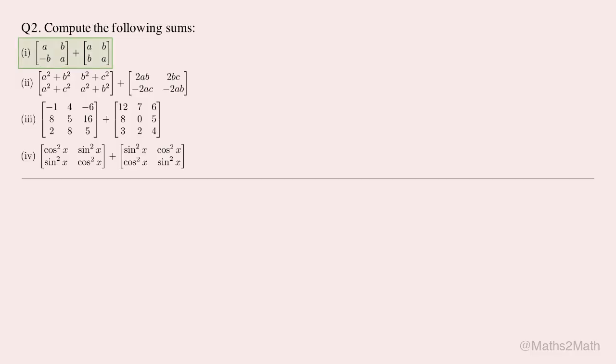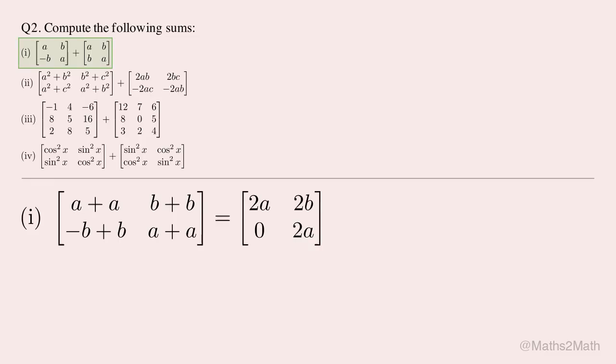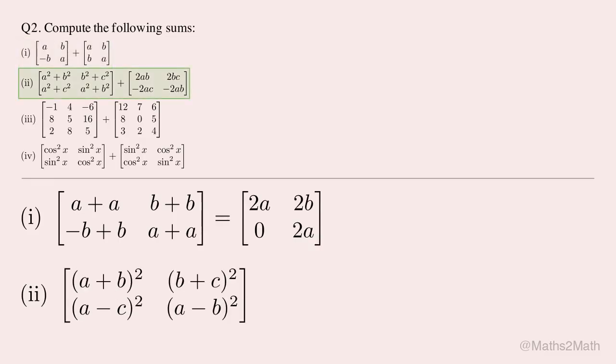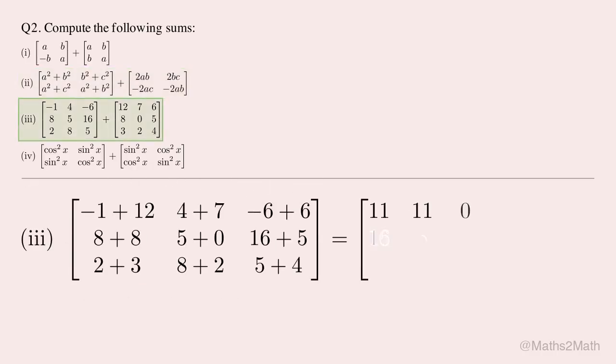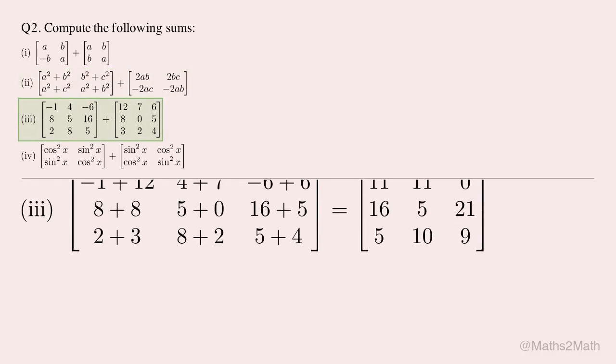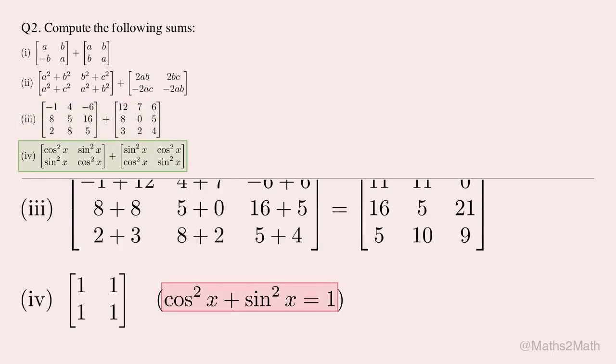Question 2. 4 sums, algebraic, numeric, and trigonometric. Addition is always entry by entry. Watch Part 4 collapse using the Pythagorean identity. Part 1, the b's cancel in the bottom left. Part 2, each entry completes a perfect square. Part 3, write every entry sum, then evaluate. Part 4, every entry is cosine squared plus sine squared, all ones.